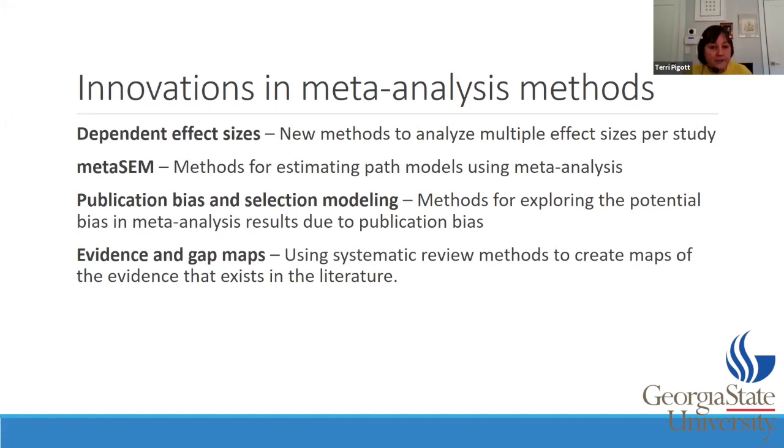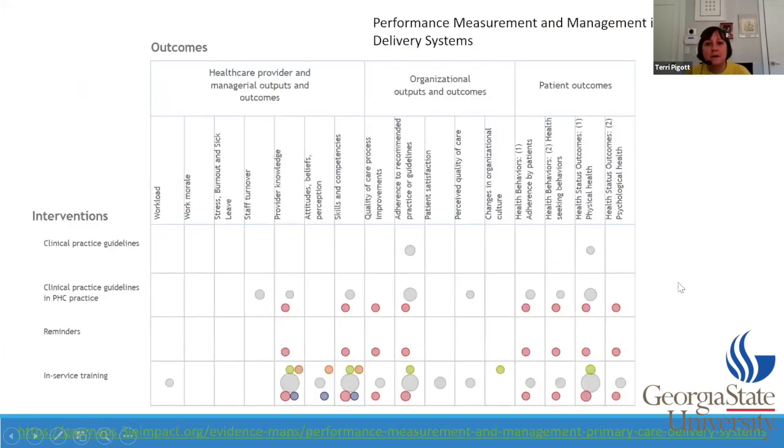I also wanted to briefly note that there's been a big interest in these things called evidence and gap maps. This is using systematic review methods to create maps of the evidence that exists in the literature. So this is not really meta-analysis. This is really using scoping reviews to identify and map out studies. Here is a quick picture of an evidence and gap map. This is on performance measurement and management in primary care delivery systems. Each row is a different kind of intervention.